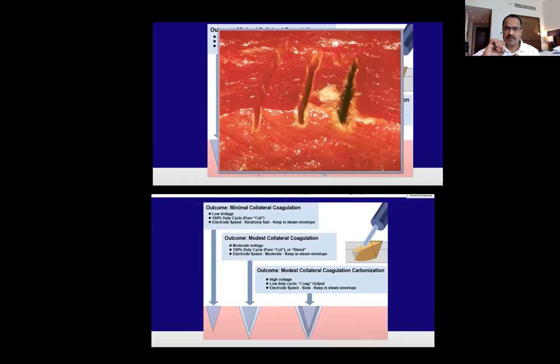The books will describe it as low voltage, continuous, uninterrupted. So this is the same. Cut current is better when you have vital structures, to prevent lateral thermal spread. And coag current should not be used when you have such vital structures, because it has some lateral thermal spread. So this is vaporization.